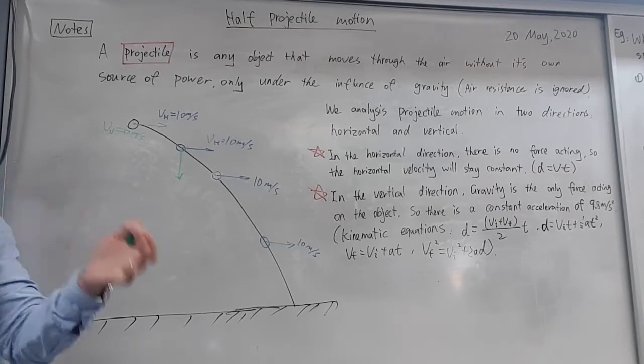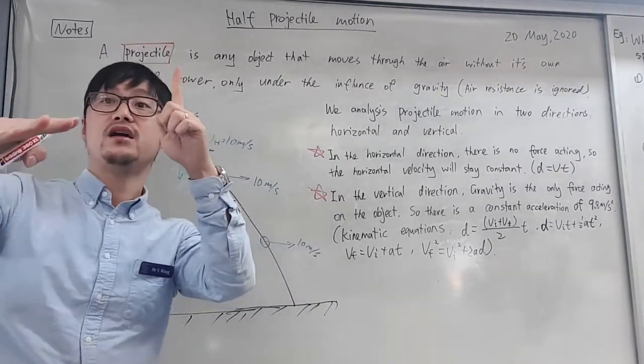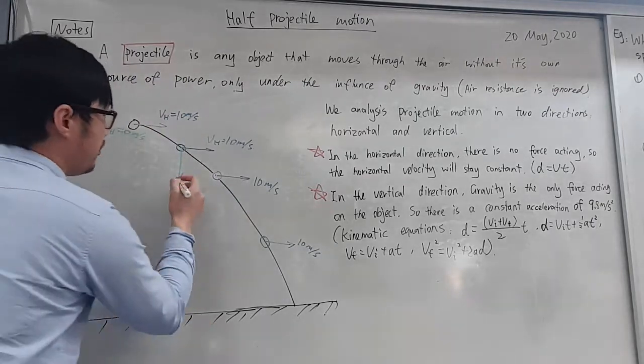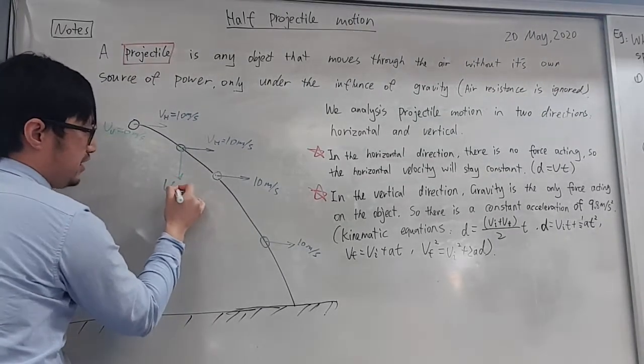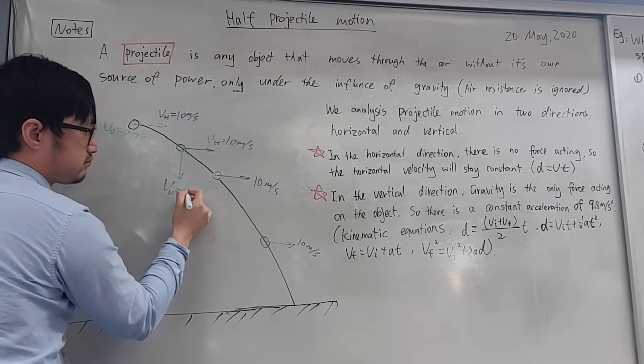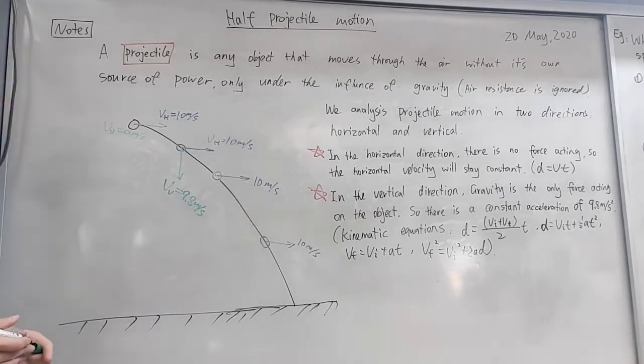9.8, right? Because gravitational acceleration is 9.8. So every 1 second it's going to increase by 9.8, another second, another 9.8. So 9.8, let me make it easier for calculation. I'll just write 9.8 meters per second after 1 second, right?